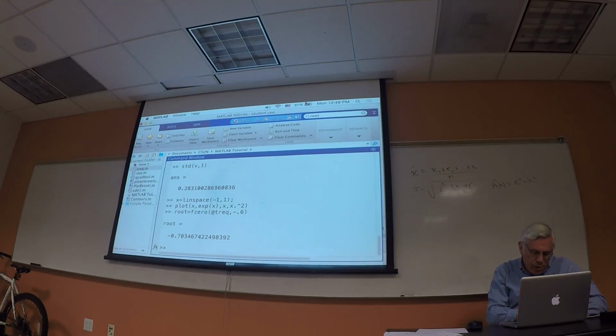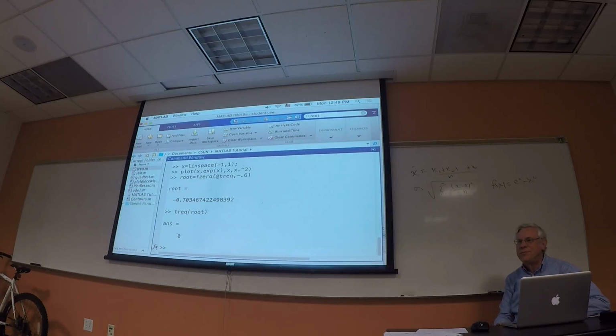Okay? TREQ. That's exactly what TREQ will do. TREQ will calculate f of x either for a single x or for a vector. In this case, TREQ of root hopefully should be very, very small. Right? And what do I get? I get machine zero. Okay? It's not exact; even though I've displayed a lot of digits, the number has more and more digits. The root is a transcendental number. Okay? You can't write it down as a finite or repeating decimal.